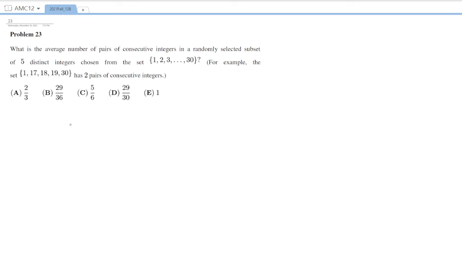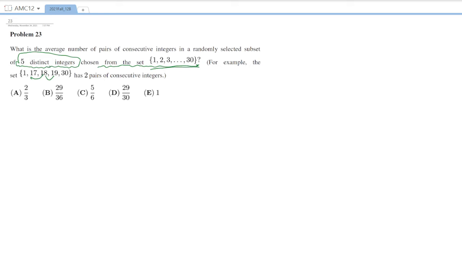So it's another counting problem, and I think it's stars and bars. What is the average number of pairs of consecutive integers in a randomly selected subset of 5 distinct integers? The 5 distinct integers are chosen from a limited set. For example, 1, 17, 18, 19, 30 has 2 pairs: 17, 18 and 18, 19.